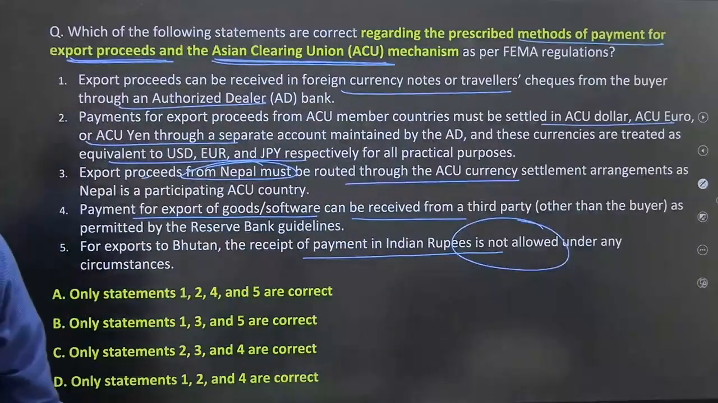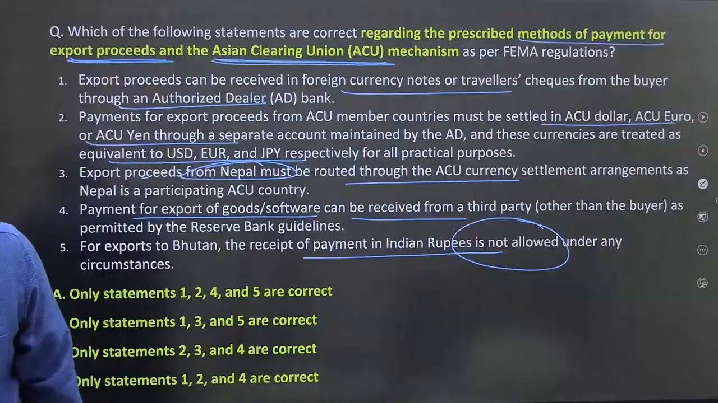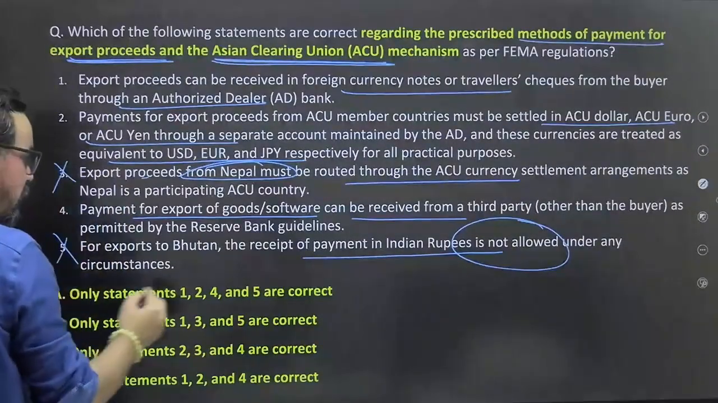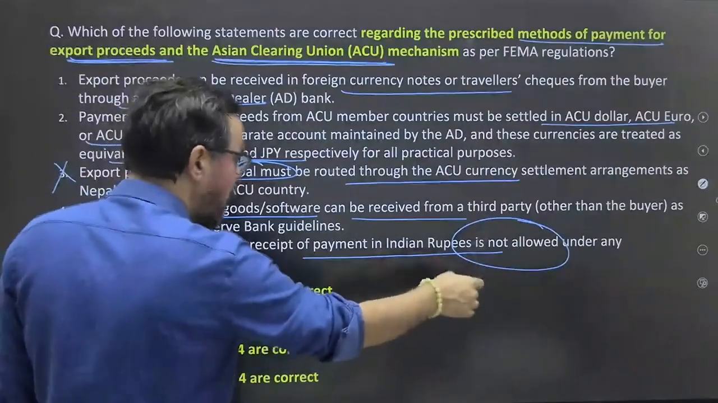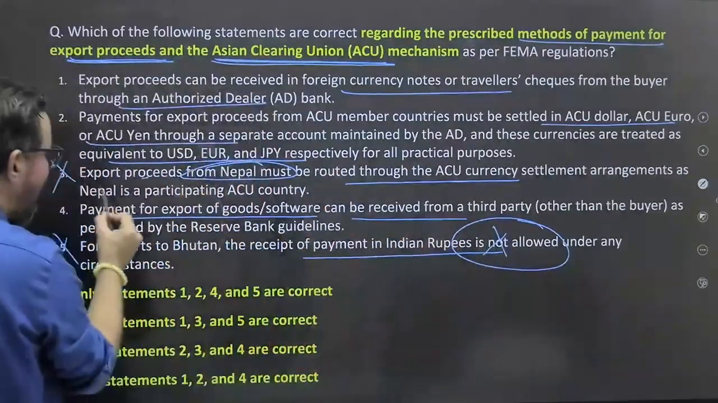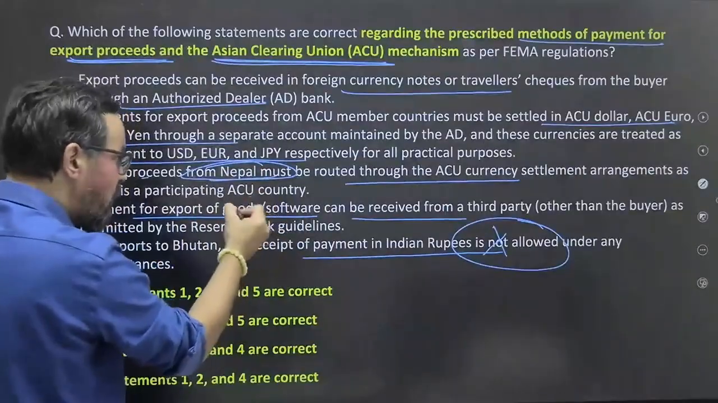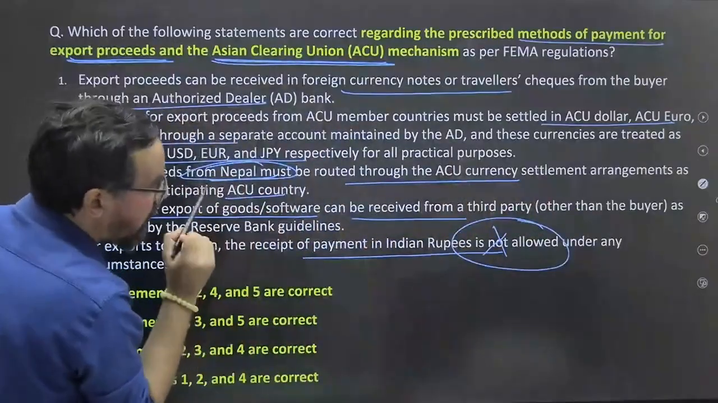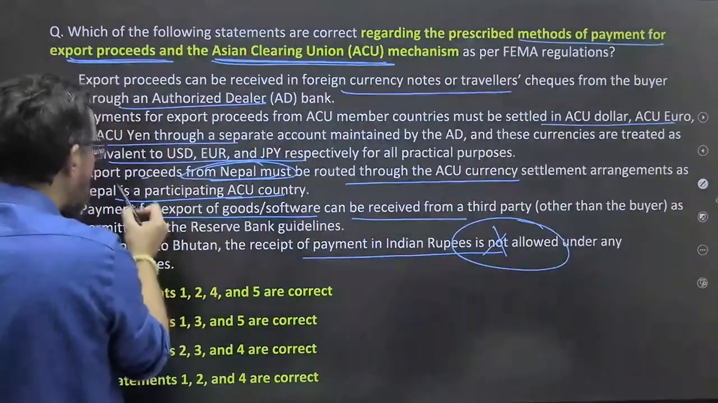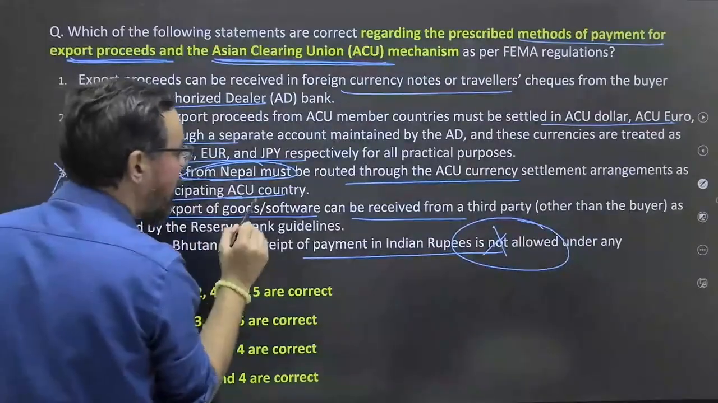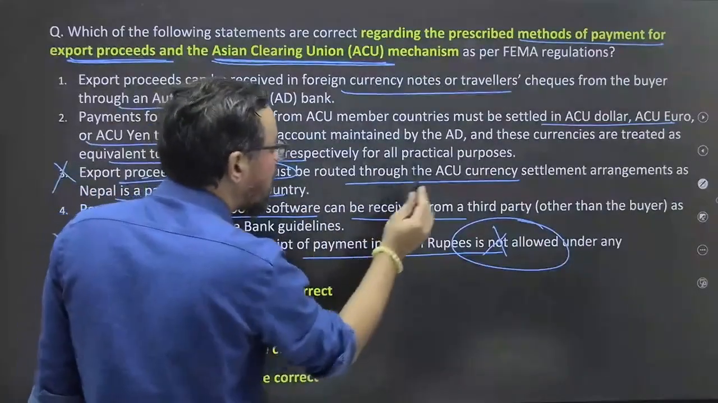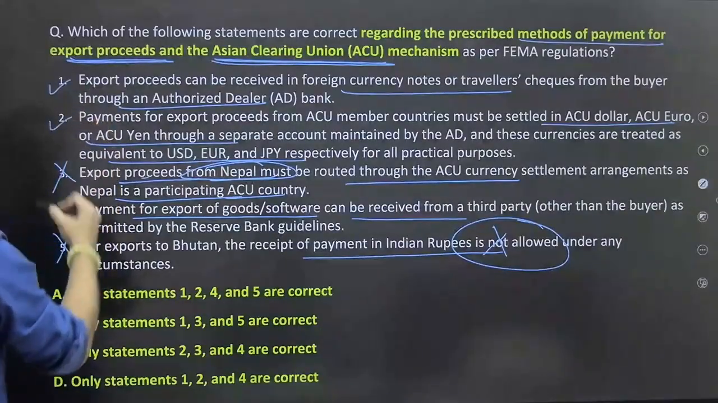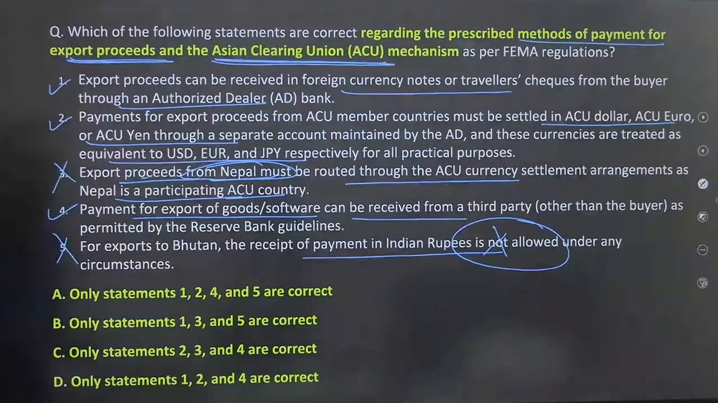Okay, so what will be your correct answer, guys? Yes, हाँ. So we have two wrong statement here. First this and second one is this. ठीक है? So Bhutan receipt of payments in Indian rupee are allowed. It should be allowed. ठीक है? And export proceeds. Nepal is member of ACU आपका, ठीक है, routed through the ACU currency settlement arrangement as Nepal is a participating this. ठीक है? So export proceed from Nepal must be routed through the ACU currency. ऐसा कोई जरूरी नहीं है, ठीक है. So and other statements are correct to relate to this one. ठीक है, तो 1 2 4 should be right answer for this one.